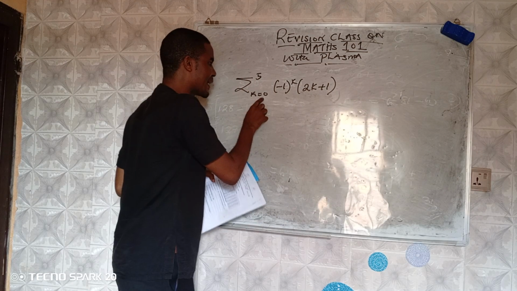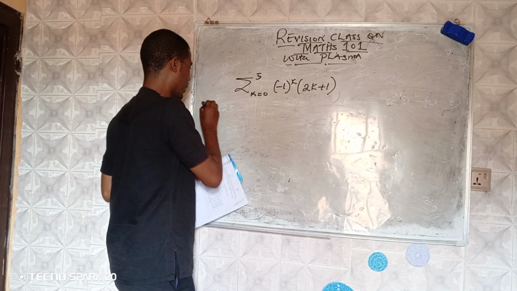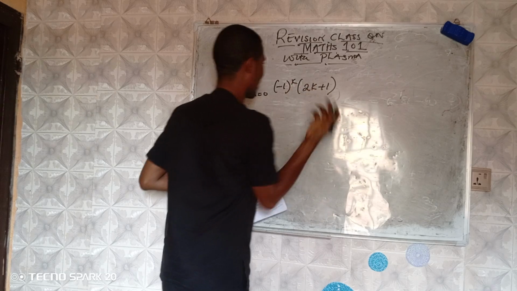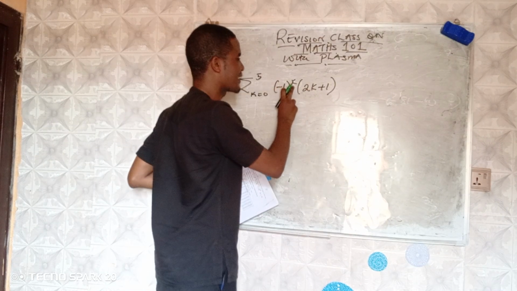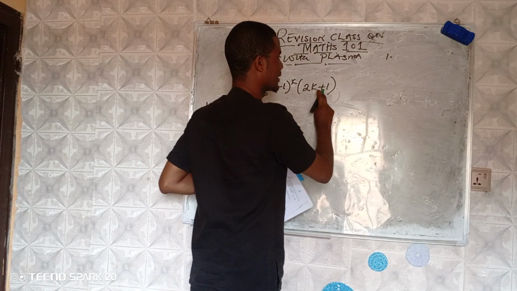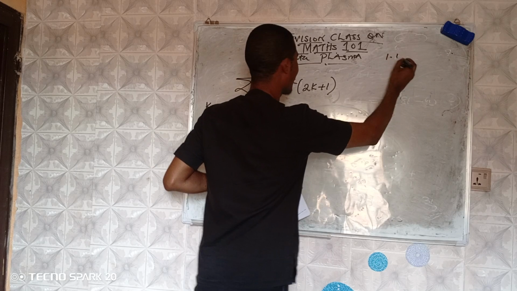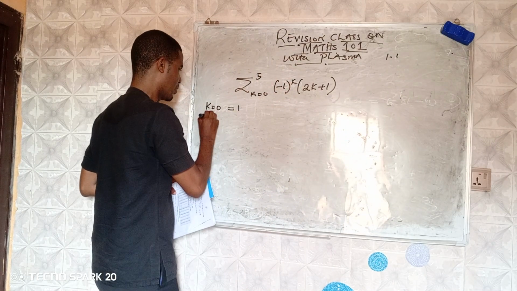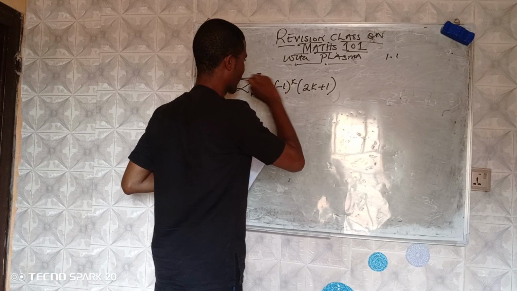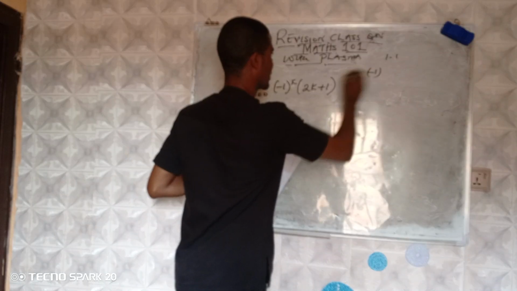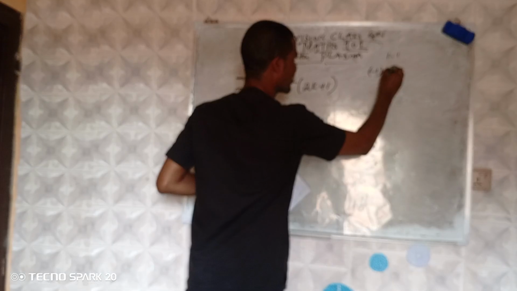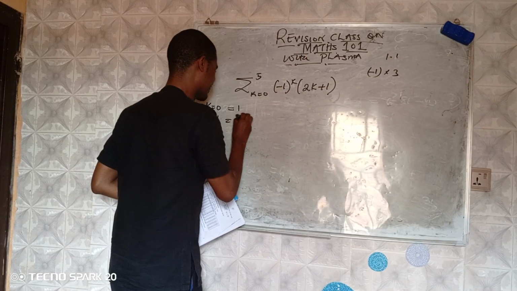So when k is equals to 0, I'm going to have (-1) raised to power 0 times (2 times 0 plus 1). Anything raised to power 0 is 1. Times 2 times 0 is 0, 0 plus 1 is 1, times 1. 1 times 1 is 1. So we have 1. When k is equals to 1, we have (-1) raised to power 1, which gives me minus 1. Then 2 times 1 is 2, plus 1 is 3, times 3. That will give me minus 3.